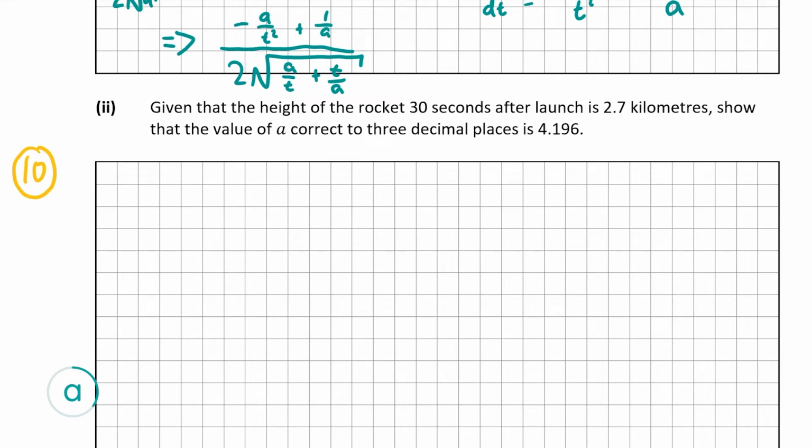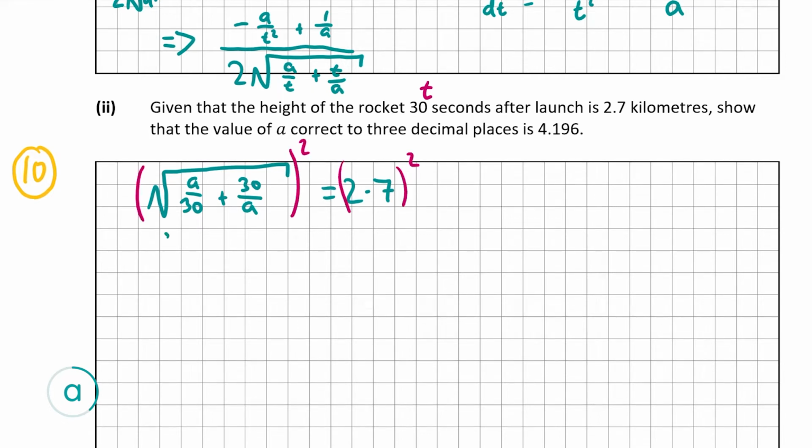Here t is going to be equal to 30 and the function itself will be equal to 2.7. So if we do the square root of a over 30 plus 30 over a and put that equal to 2.7, we should be able to solve for a and show that a is equal to 4.196. So now I'm going to square both sides to get rid of the square root sign, and I'll be left with a over 30 plus 30 over a is equal to 7.29.